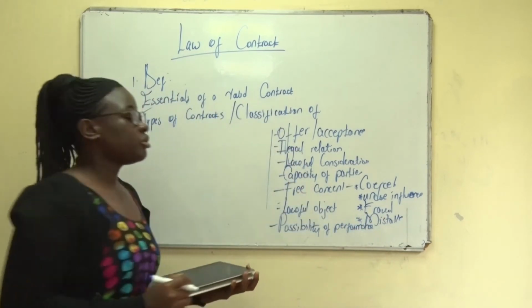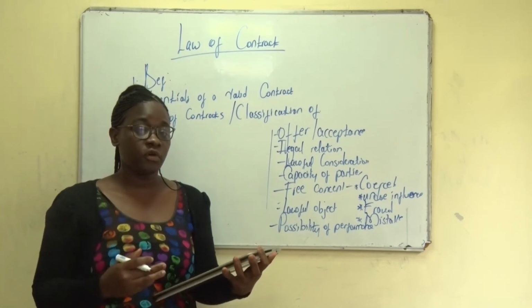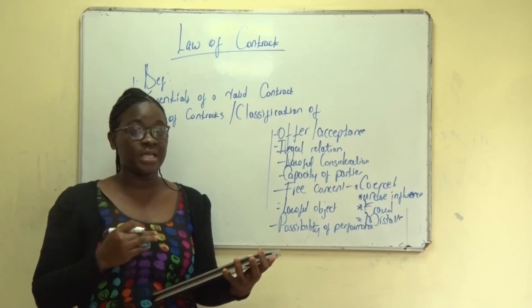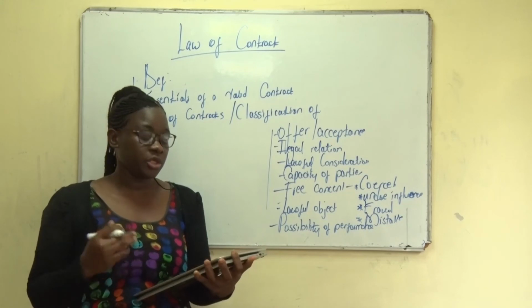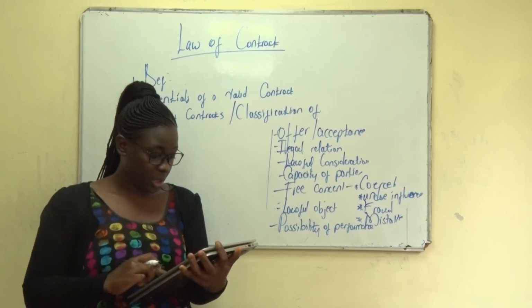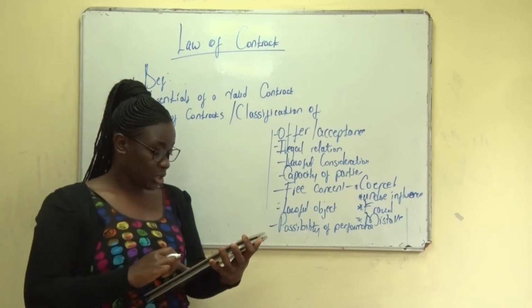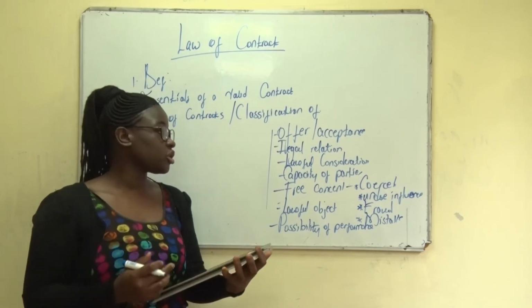Now, you cannot simply enter into a contract with someone who won't be able to perform. So there has to be a possibility of performance. Is this person likely to perform, or is this person not likely to perform? So that's all for the factors, or simply essentials of a valid contract.